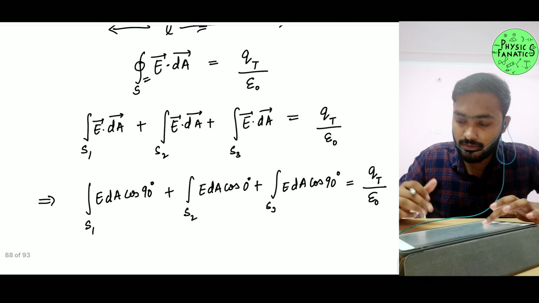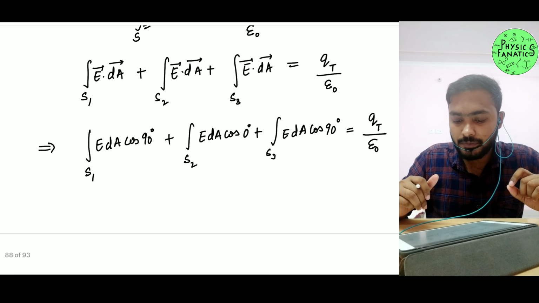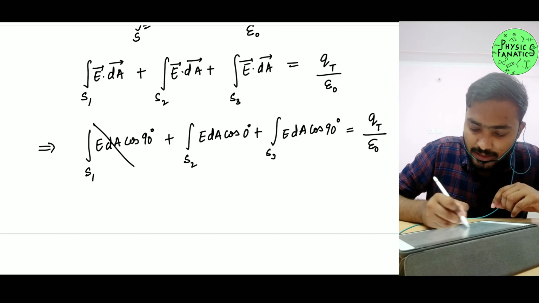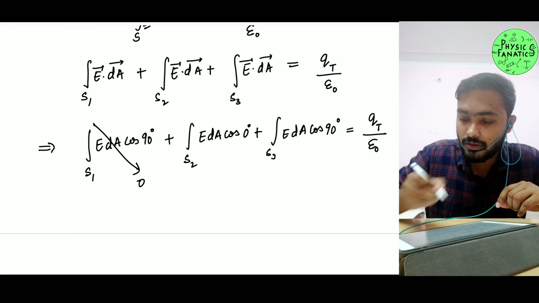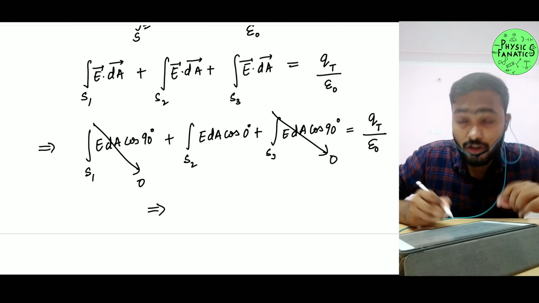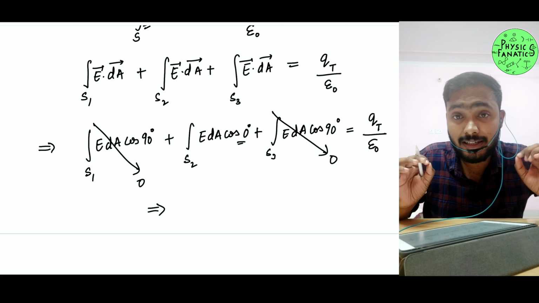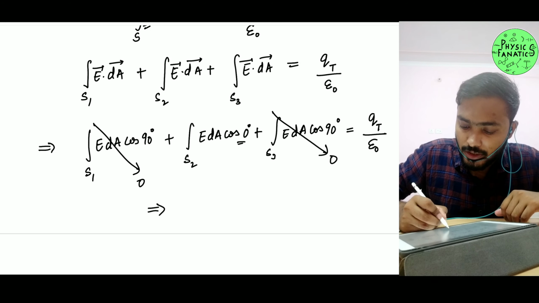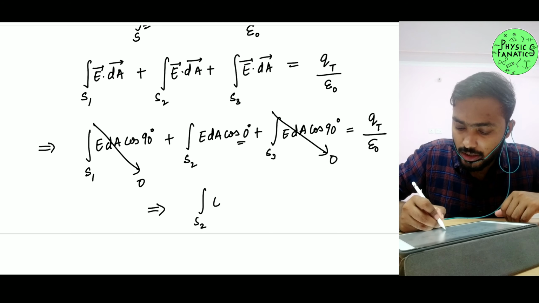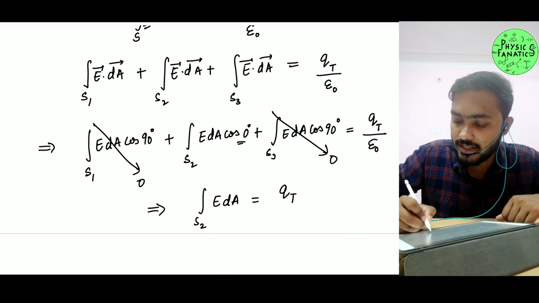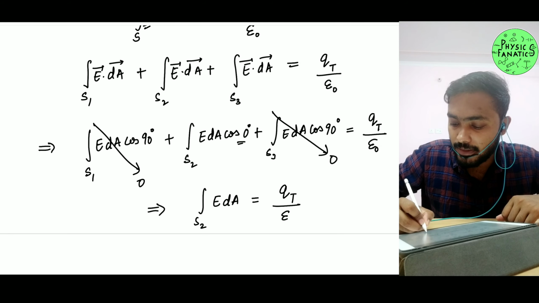So we will talk about that. Okay, great. So here you guys can see cos of 90 degree is 0. Cos 90 is 0, so obviously if that is 0, this term will go to 0. Very similarly, this term will also go to 0. So you will be left with cos of 0, which is actually 1. So the S2 surface is the only term that is going to survive. So you will be left with integral over S2 of E dA, and that is equal to total charge enclosed inside your cylinder divided by epsilon naught.